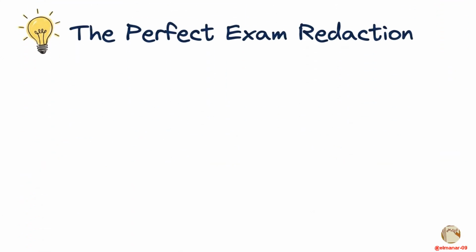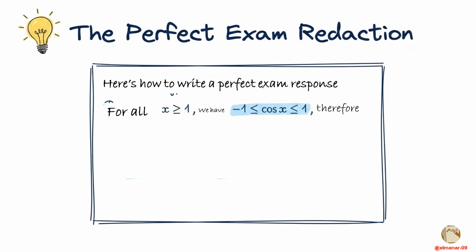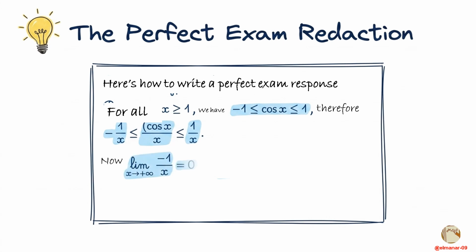Presentation matters. Here's how to write a perfect exam response, standard exam-style writing. Start by stating your interval for all x greater than or equal to 1. Next, show your bounding step. -1 is less than or equal to cosine x, which is less than or equal to 1. Therefore, -1 over x is less than or equal to cosine x over x, which is less than or equal to 1 over x. Then, show that you calculated the limits of the bounds.